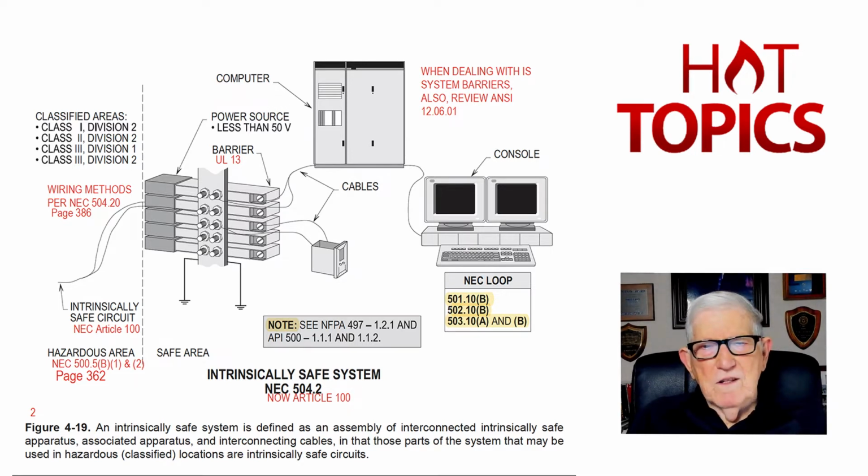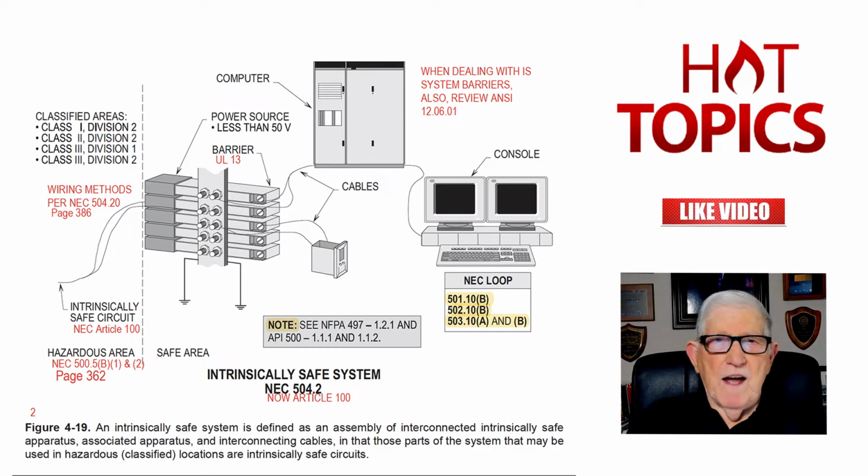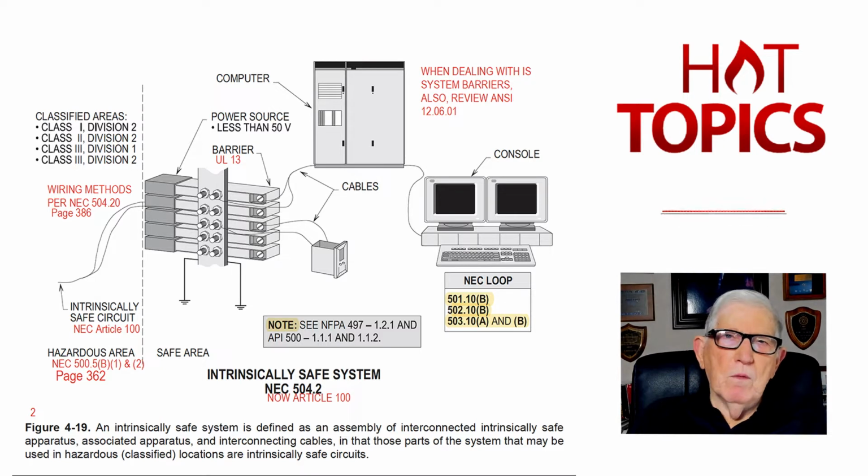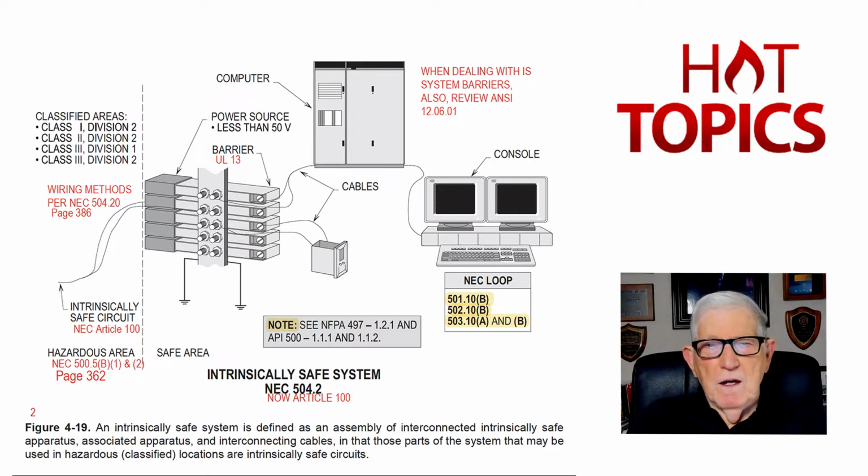And then notice in the note and the illustration, we refer you to NFPA 497 1.2.1. And if you wanted to look at the oil field information, production, refineries, and so forth, pipelines, go to the API 500, and you'd begin at 1.1.1 and 1.1.2. And they kind of refer you back, these sections, to the NEC to determine if we have a problem or not.